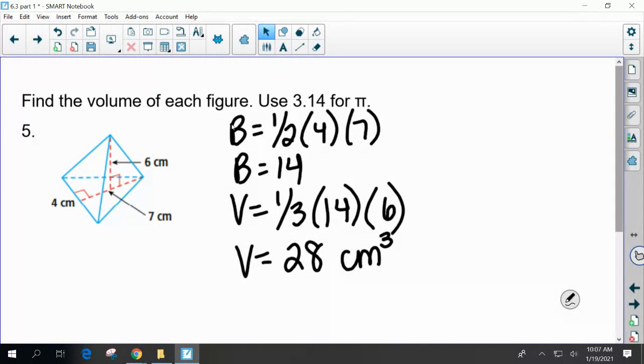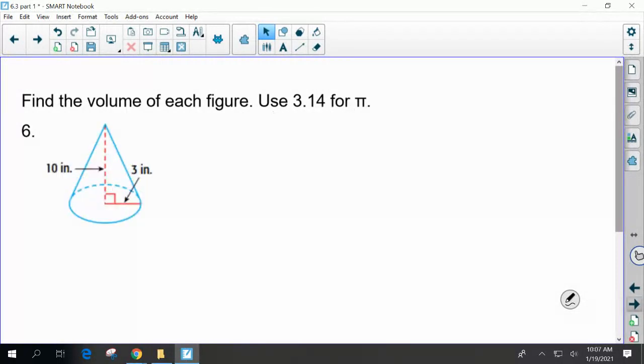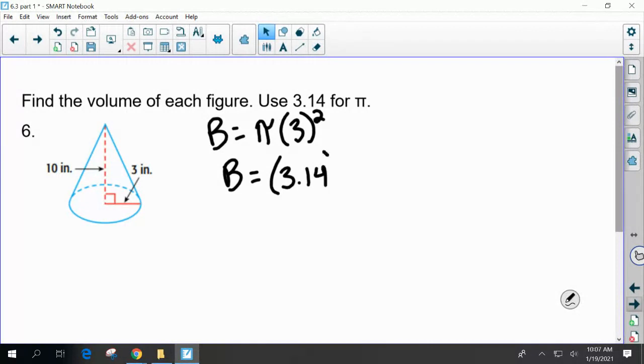Okay, number 6 is a cone. So capital B would equal pi times the radius squared. Which one is the radius? 3. So pi times 3 squared. So capital B equals 3.14 times what? 9. 3 squared is 9. So 3.14 times 9. 28.26.